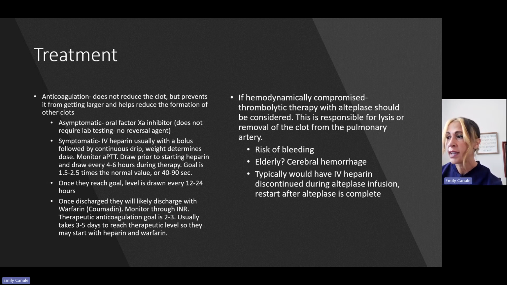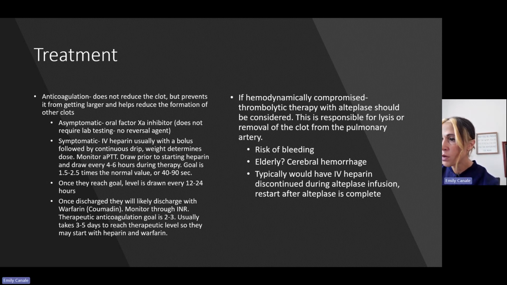So the risk of bleeding is paramount. We really want to monitor them for bleeding. So especially if they're older, they just are really at risk for that cerebral hemorrhage. So patients typically have IV heparin administration discontinued if they're getting alteplase infused. And then it would be restarted after that infusion is completed. But you really have to make sure all contraindications are considered before you initiate that type of therapy.